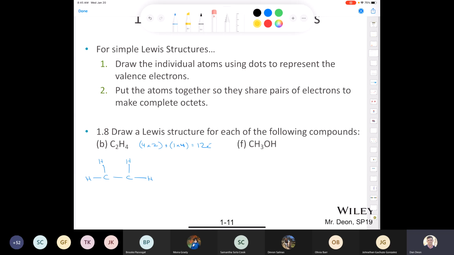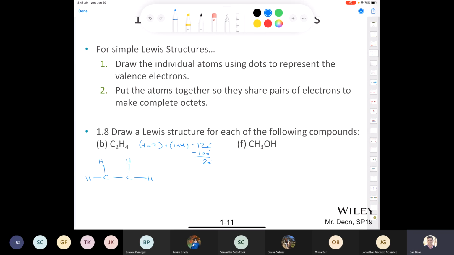Let me count up the total number of electrons that I've used up thus far. Look, 1, 2, 3, 4, 5, 6, 7, 8, 9, 10. I've used up 10 electrons. That means I've got 2 electrons left, right? 12 subtract 10 gives me 2. Could anybody tell me what I could do with those 2 electrons? What am I going to do with them? You can double bond the 2 carbons. Absolutely, right? That's what I'm going to do. I'm going to put a double bond between the 2 carbons, right?